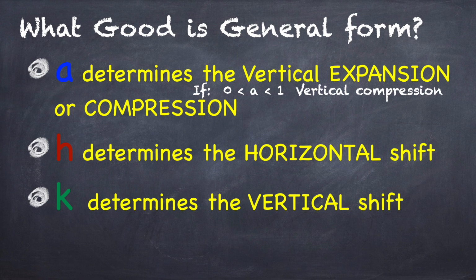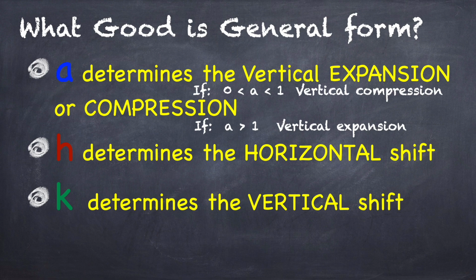My output of my transformation will not be as high or as much as the output of our parent function. So the output is smaller. Okay, so a vertical compression tells us it's smaller. A vertical expansion would tell us it's bigger.